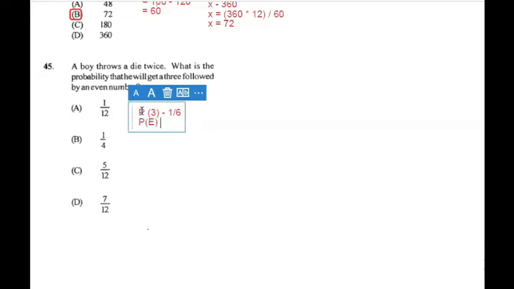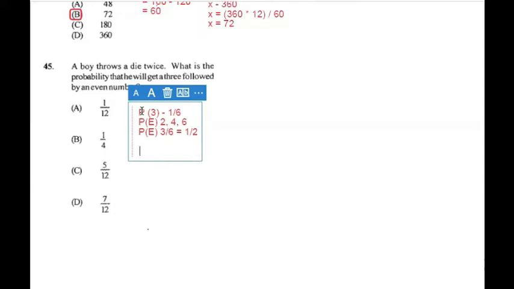So even numbers would be 2, 4, and 6. So that is 3. So the probability of getting an even number is 3 divided by the entire dice, which is 6. And you can simplify this fraction to get a half. So it is 3 into 3 goes 1 time, 3 into 6 goes 2 times.